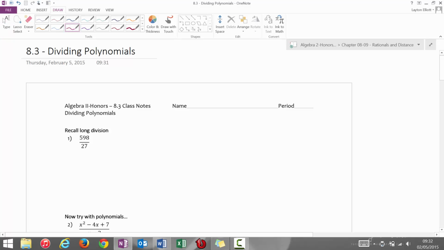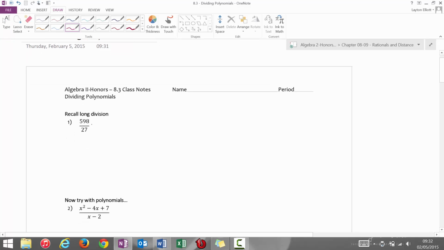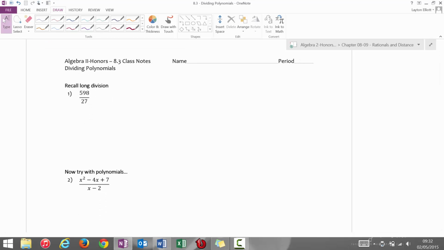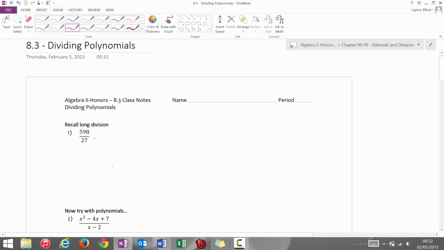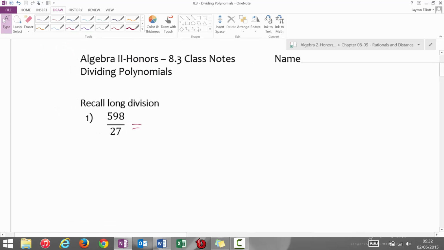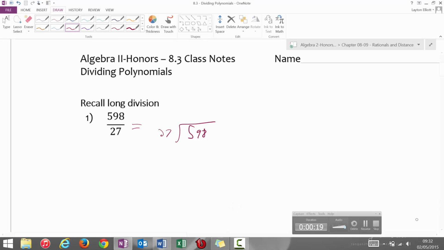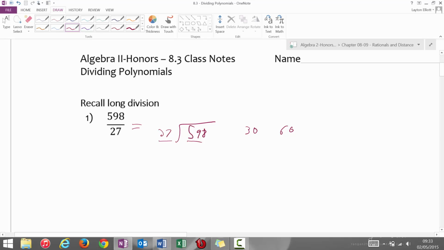To start, you have to remember what long division did. I can't simplify 598 divided by 27, mostly because I don't have a number that goes into both. So what I can do is say 598 divided by 27, and what you were probably taught was to look for the leading digits and say, how many times can 27 go into 59? And if you weren't sure, you round 27 up to 30, and you round 59 up to 60, and you see, okay, it's probably going to be twice.